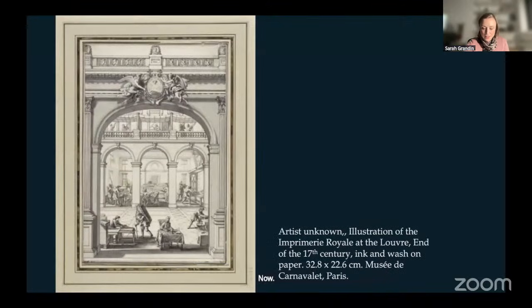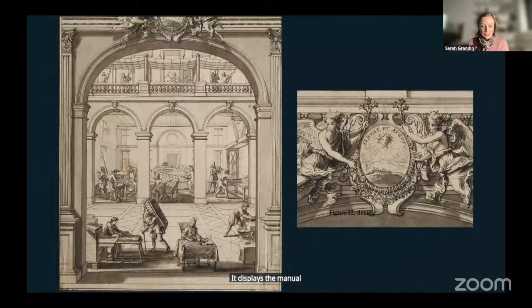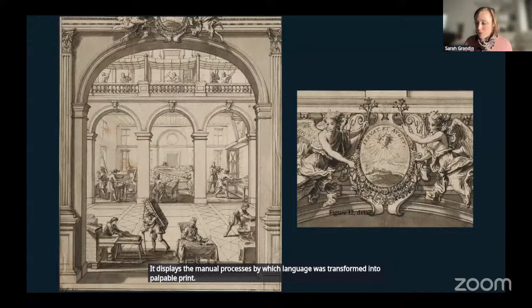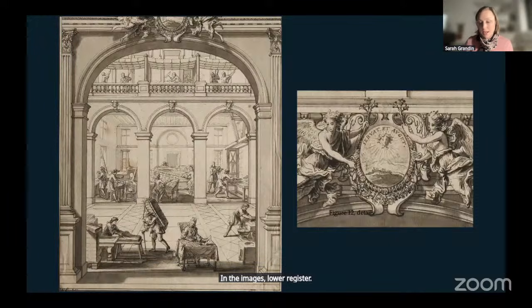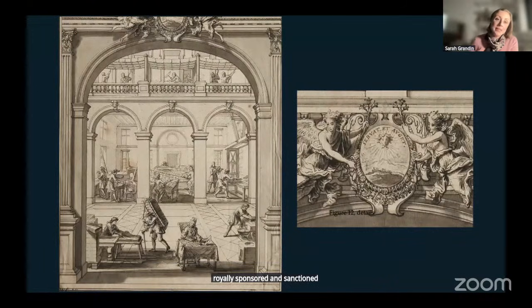This scene offers an idealized depiction of the Imprimerie Royale, which had been housed in the Louvre since 1640. It displays the manual processes by which language was transformed into palpable print. In the image's lower register, activities are organized clockwise in a didactic demonstration of type founding, typesetting, and letterpress printing. At bottom left, a man delivers weighty reams of paper, the material ground onto which royally sponsored and sanctioned words were impressed with greasy ink.